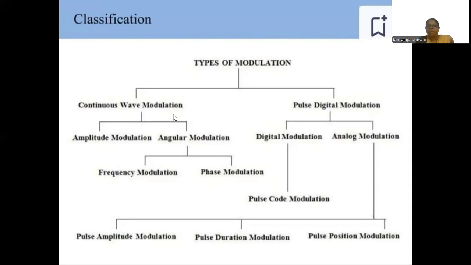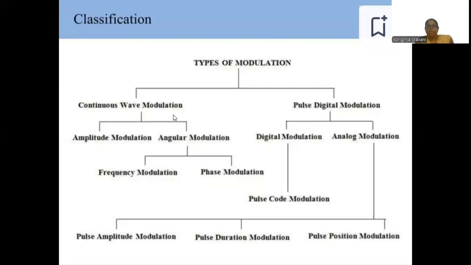In amplitude modulation, the amplitude of the carrier signal varies with respect to the amplitude of the message signal. In angular modulation, the angle of the carrier signal varies. Here the angle may contain frequency and phase. Again, this angular modulation is classified into two types: frequency modulation and phase modulation.